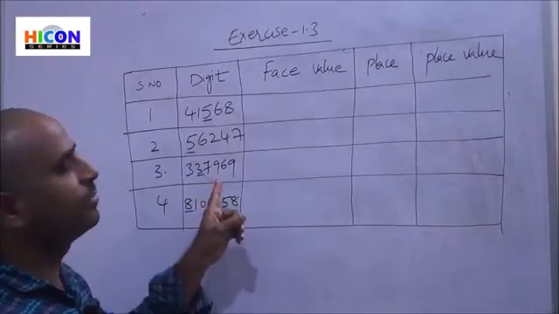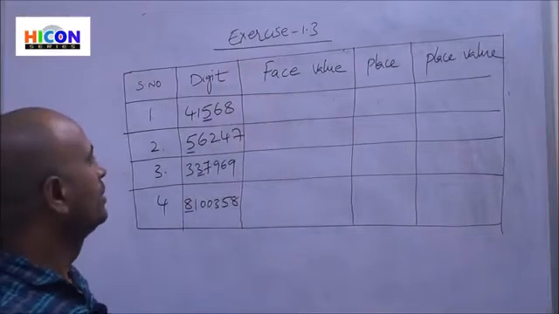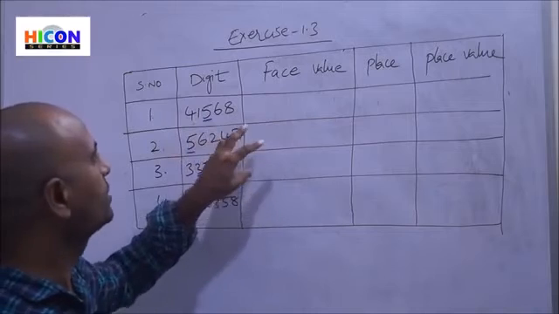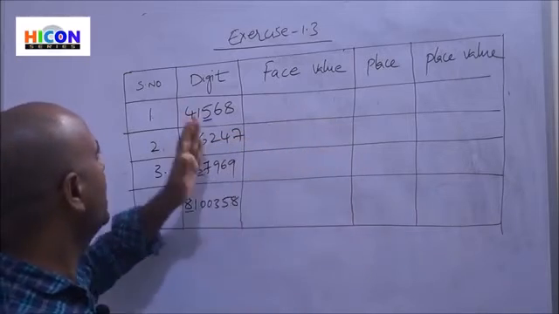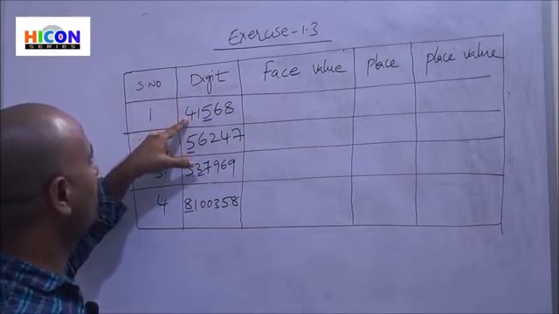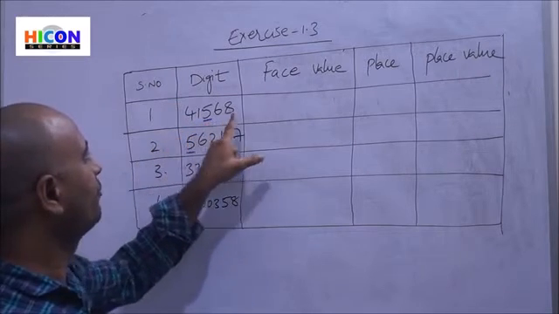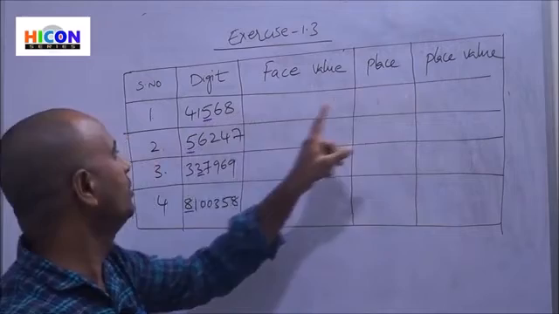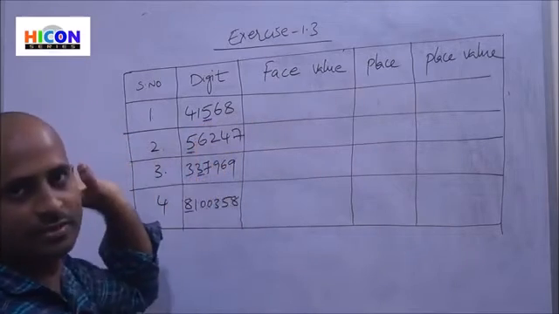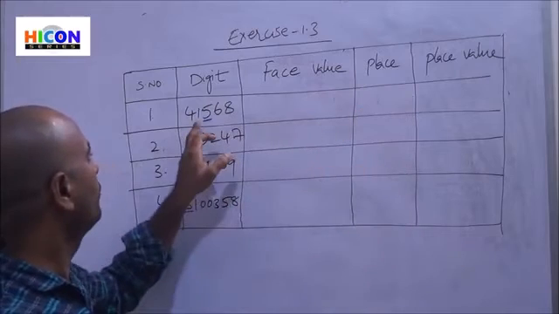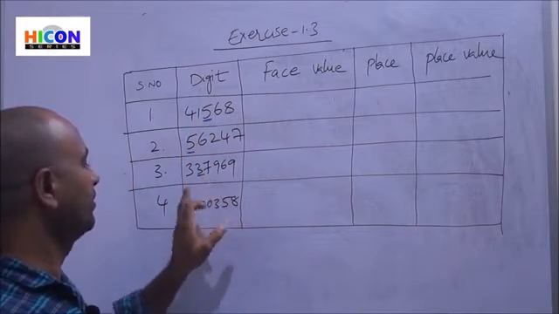Go to the second problem in exercise 1.3. So let us see the table. So this table is based on place value and face values. So they have given a number and they have underlined a digit. So we have to write the face value and place value for the underlined digit. So how to write the face value and place value for the underlined digit in the given number?